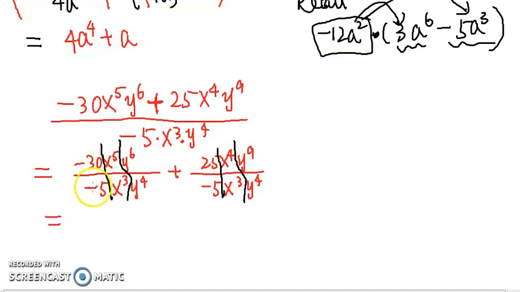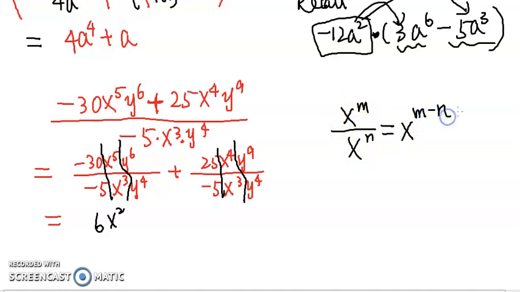Okay, so negative 30 divided by negative 5 is positive 6. x to the fifth divided by x cubed, it's x squared. We're using a formula we discussed in the previous video. x to the mth divided by x to the nth. We keep the base x. We subtract the exponents. So that's how we get it. Keeping the base x, subtracting 3 from 5. Similarly, keeping the base y, subtracting 4 from 6.